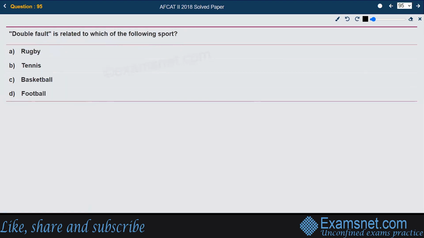Next, double fault is related to which of the following sport? The right answer is tennis. When a player wants to serve a ball to the player in the other court, he hits the ball with his racket, and if the ball doesn't fall at the right place as divided by the lines between them, then there's a fault. And if he does it two times consecutively, it is called a double fault. So it is associated with the game of tennis.